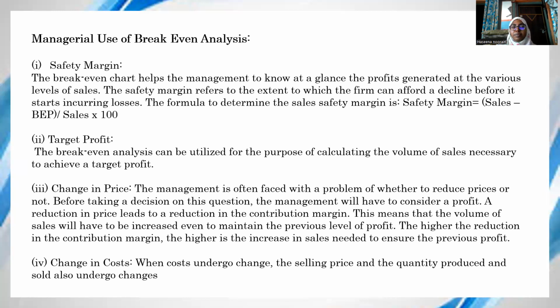Managerial use of break-even analysis. The first one is safety margin. The break-even chart helps the management to know at a glance the profit generated at the various levels of sales. The safety margin refers to the extent to which the firm can afford a decline before it starts incurring losses. The formula to determine the sales safety margin is equal to sales minus BEP, divided by sales, into 100.